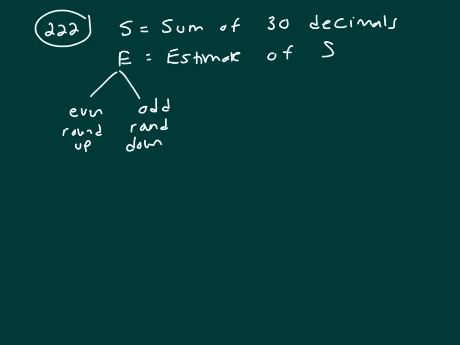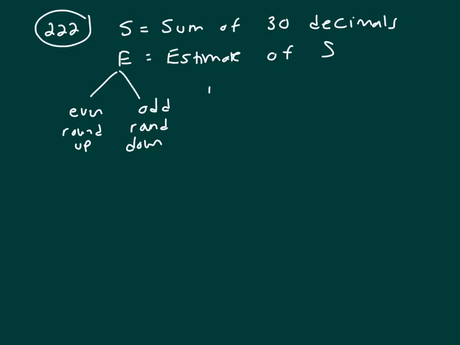All right. So, S is the sum of the 30 decimals. E is the estimate of S. And the way it's determined, if the tenths digit is even, you round up. If it's odd, you round down. So let's look at little values and big values.